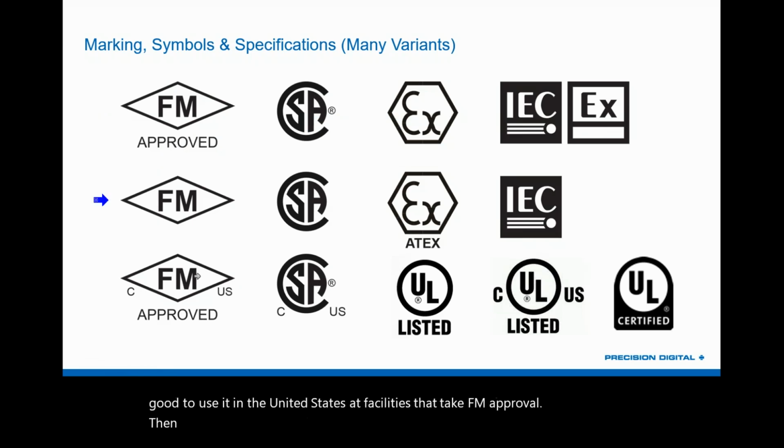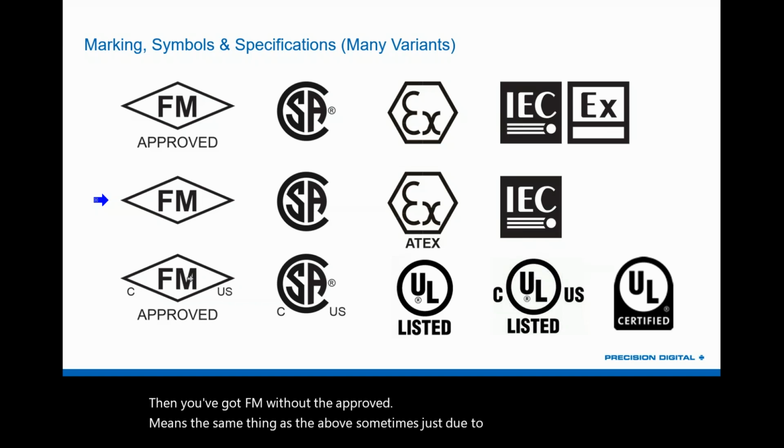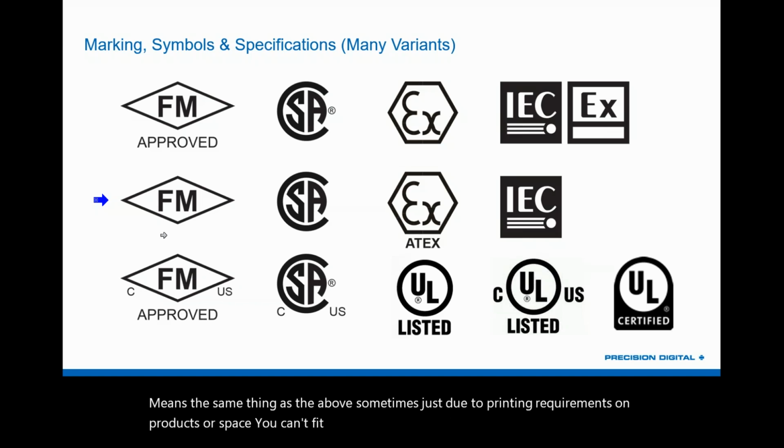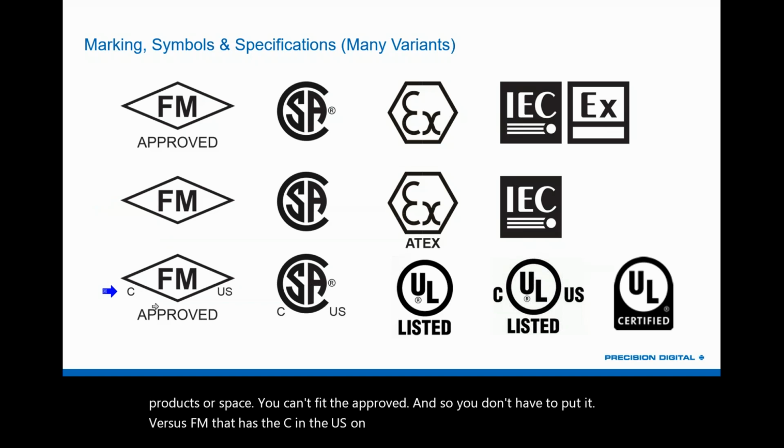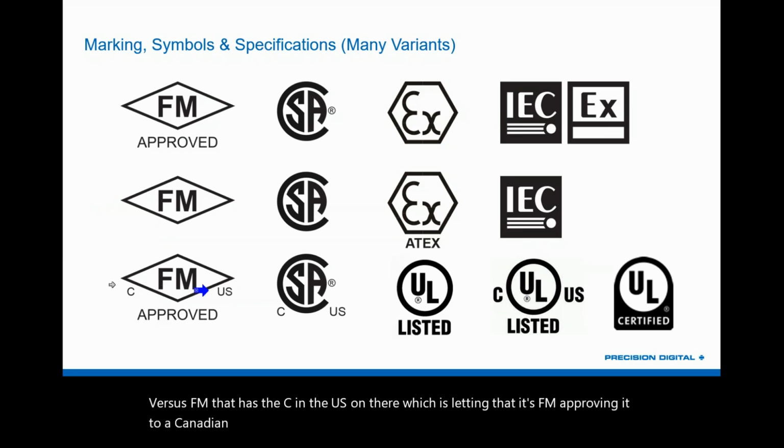Then you've got FM without the approved. Means the same thing as the above. Sometimes just due to printing requirements on products or space, you can't fit the approved, and so you don't have to put it. Versus FM that has the C and the US on there, which is letting you know that it's FM approving it to a Canadian standard and to the US standard. So in that case, that change is actually relevant.